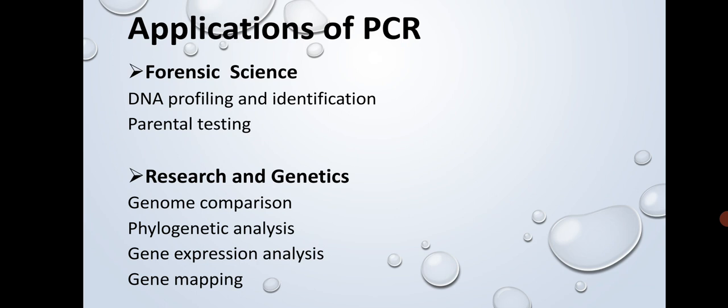Then if we talk about its applications, PCR has revolutionized fields like forensic science, research and genetics. In forensic science, PCR is used for DNA profiling and identification to help solve crimes. In research and genetics, PCR is used for tasks such as genome comparison, phylogenetic analysis, gene expression analysis, and gene mapping.